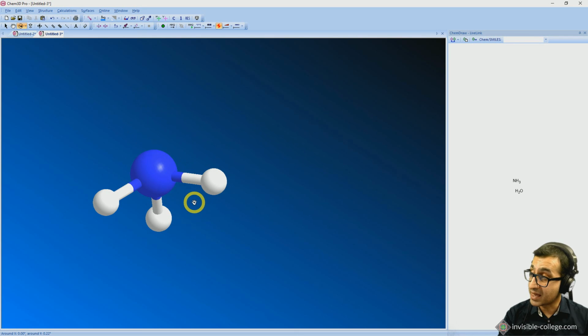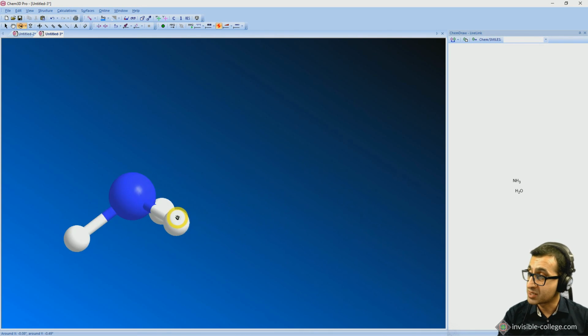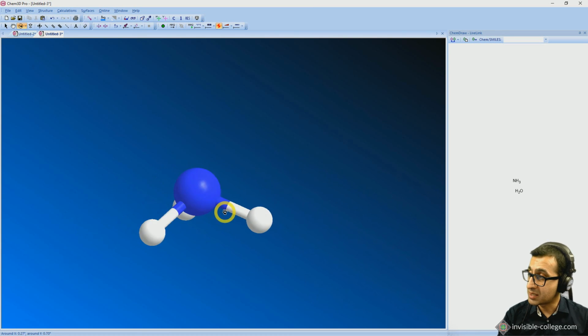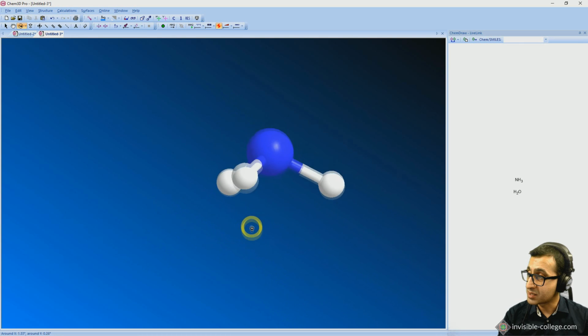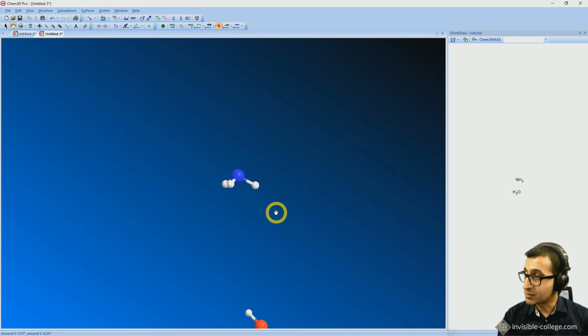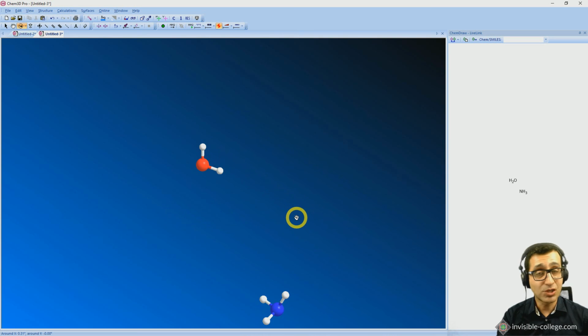Now the non-bonding pair repels these bonding pairs to the point where this molecule becomes this triangular-based pyramidal shape here. Now if we compare this to the water molecule, it has this bent structure. So you can see that the shapes of the hydrides of a group 5 element versus a group 6 element are different. And again, this is to do with the outer shell structure.